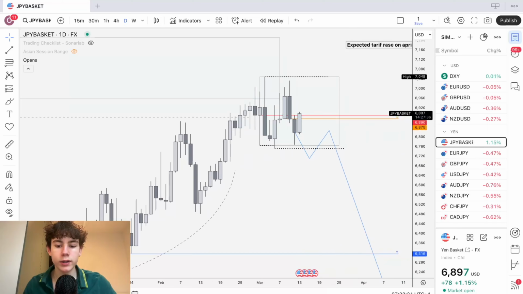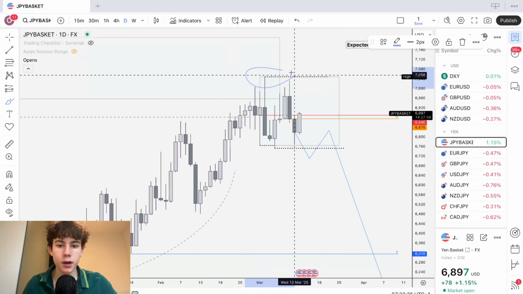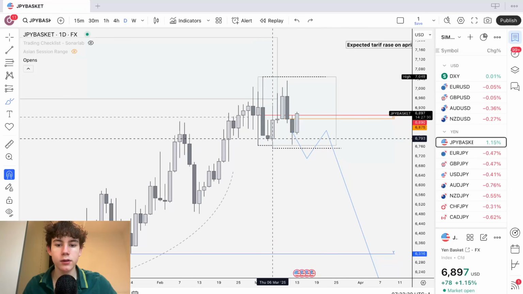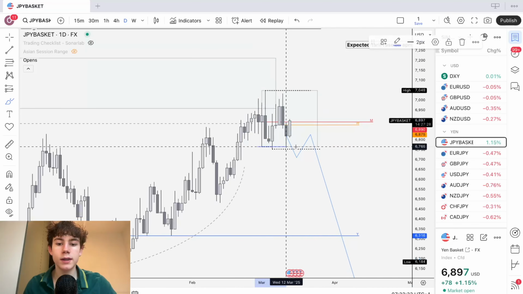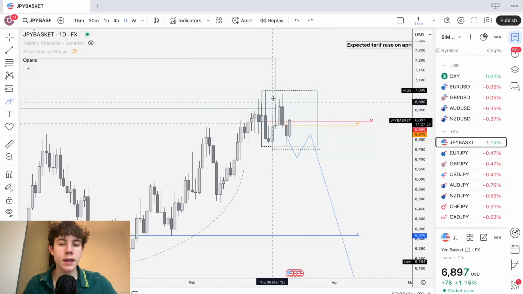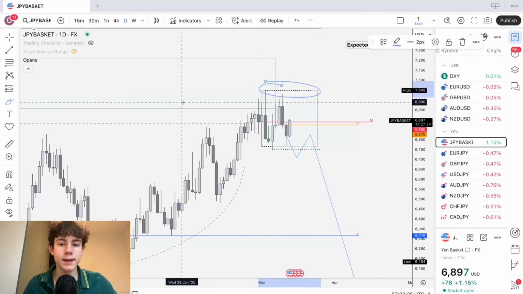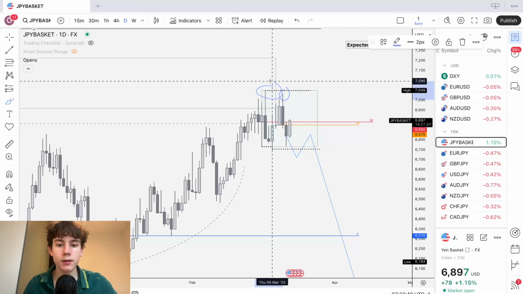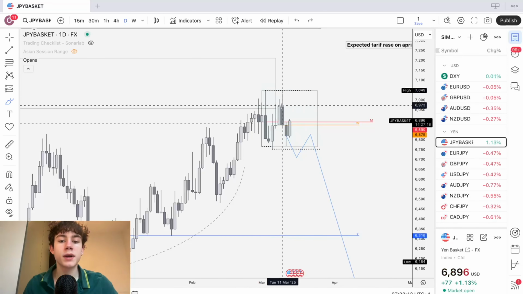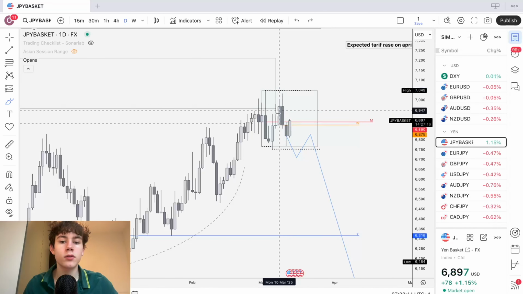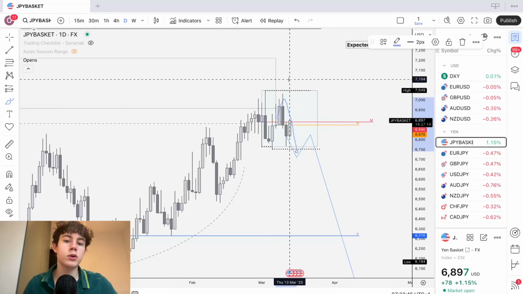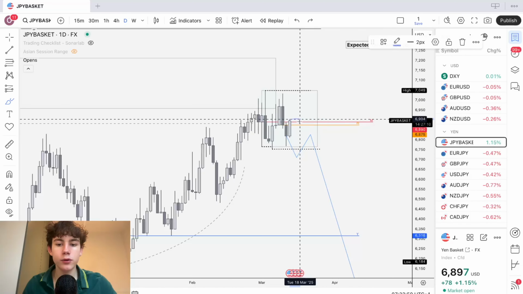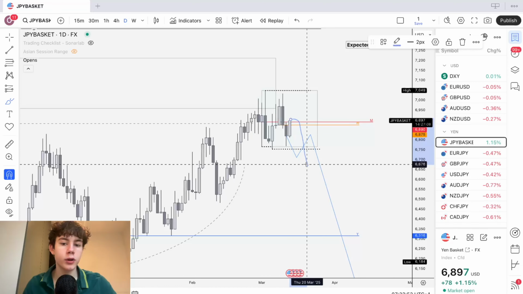Okay, so what happened? We tapped that demand and then we trade down lower and we broke the daily fractal, which means that we now created new supply and that we should hold this daily fractal high, which happened over here. We respected this fractal, and what do I mean by respected? We didn't trade over it. We trade down lower and we respect the high. So now I'm waiting for another move down.